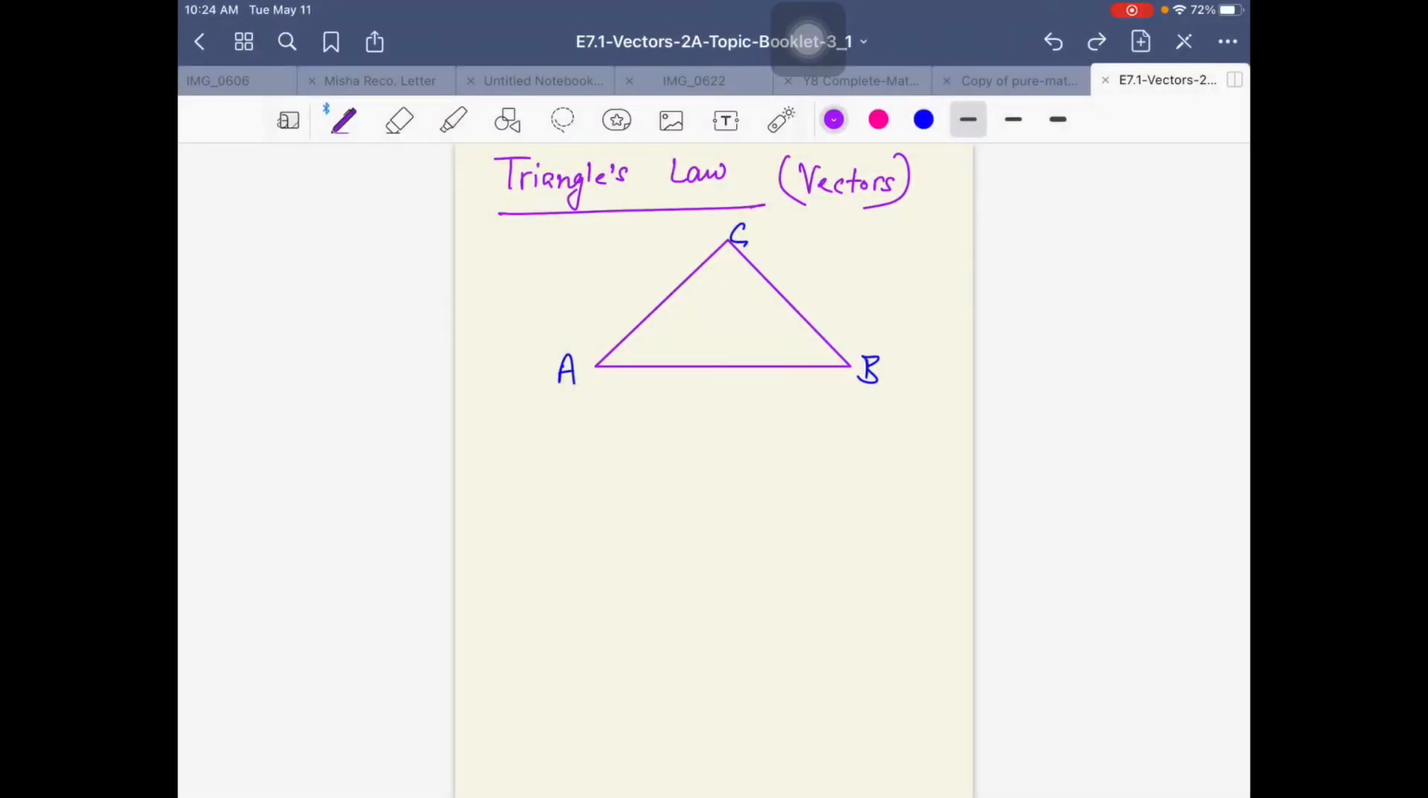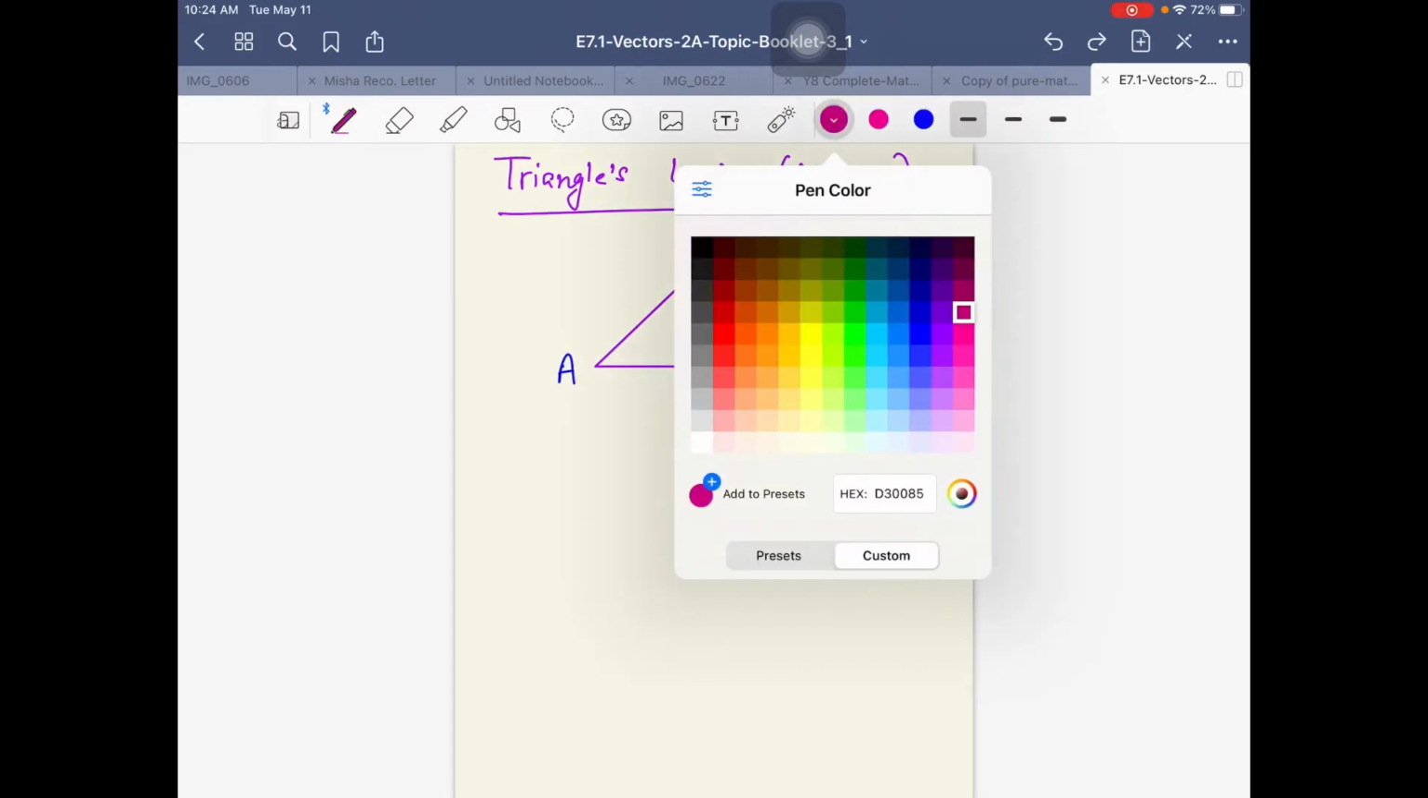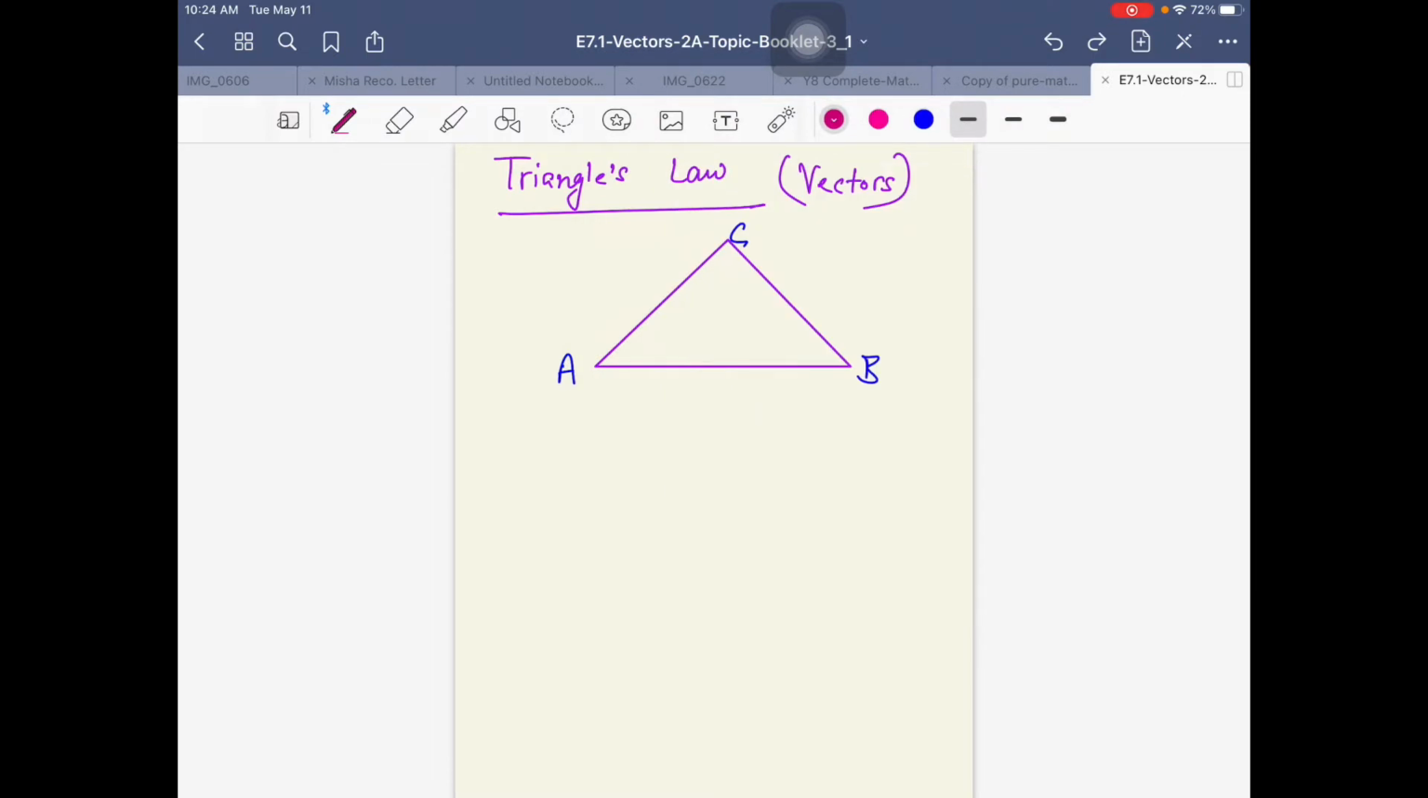Hi students, let's learn about triangle's law of vector addition. By this law, if two vectors, in this case AB and BC, are represented by two sides of a triangle in order. What is the meaning of order?